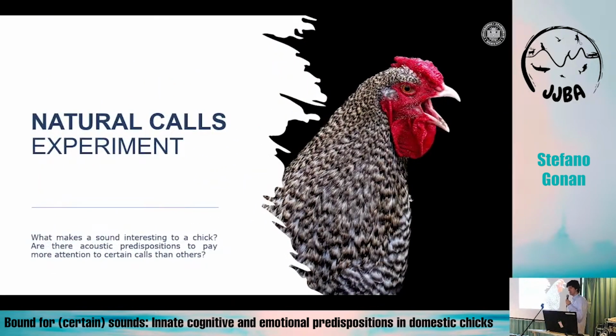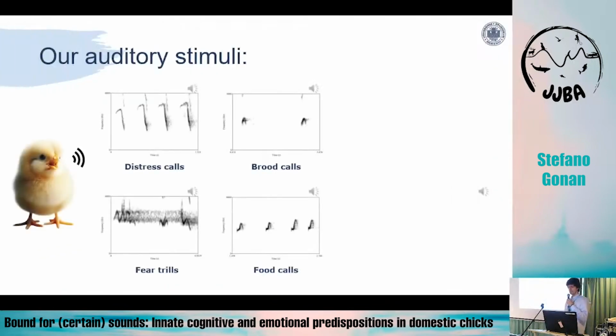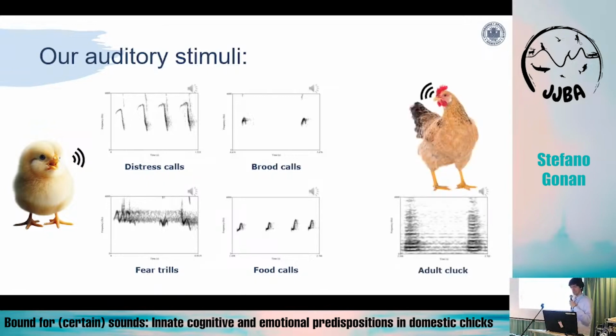So, trying to hear the world from a chick's perspective, we asked ourselves, what makes a sound interesting to a chick? So is there an acoustic predisposition to pay more attention to certain calls, to certain vocalizations and acoustic features than others? To explore this question, we used as auditory stimuli the domestic chick's entire vocal repertoire, including both positively and negatively emotionally valenced calls, as well as the adult call vocalization. And so let's have a listen.